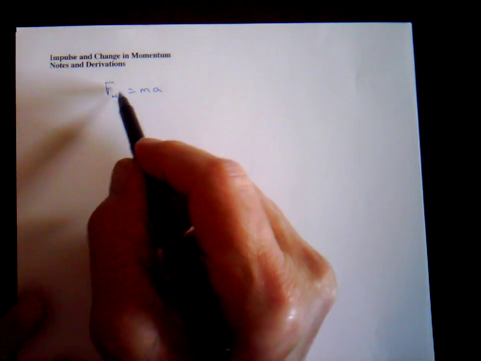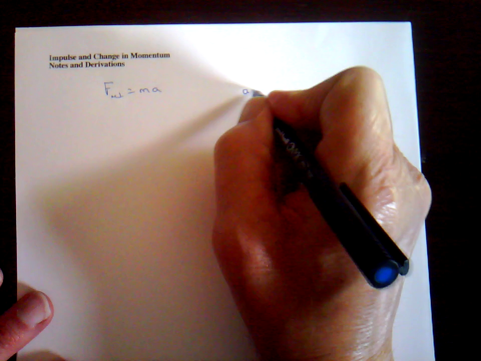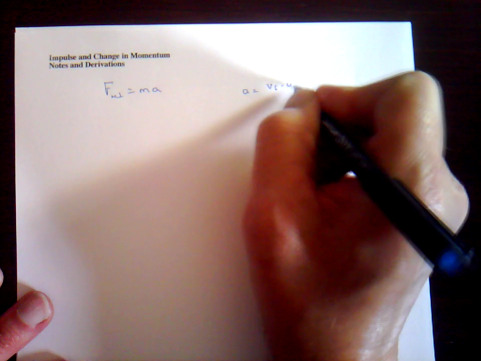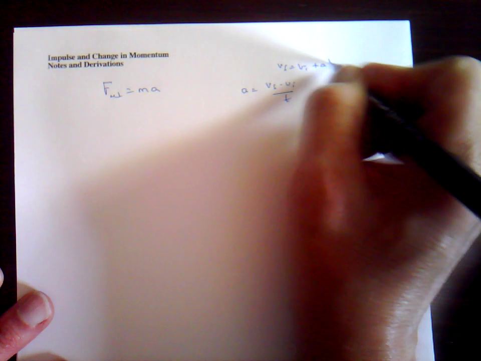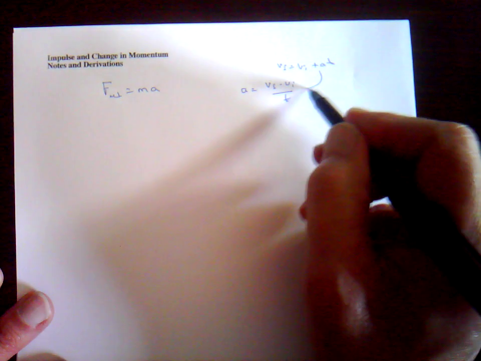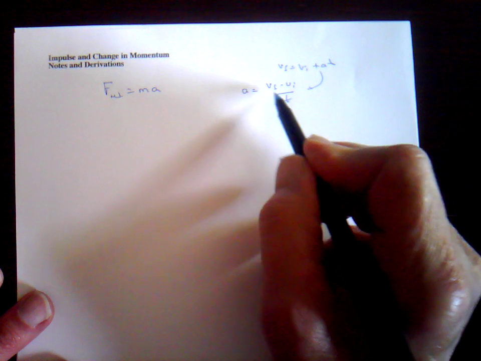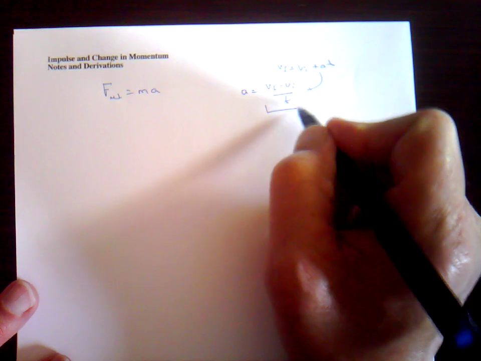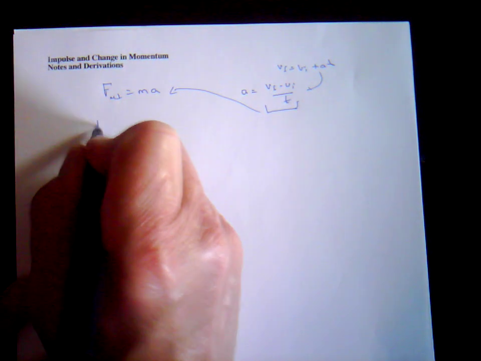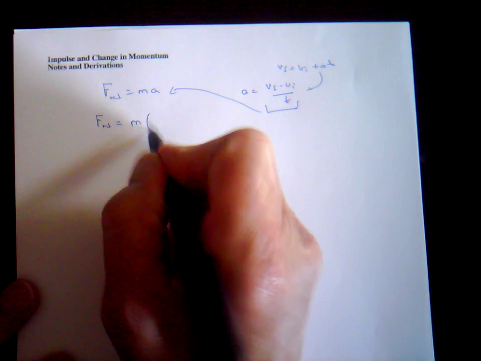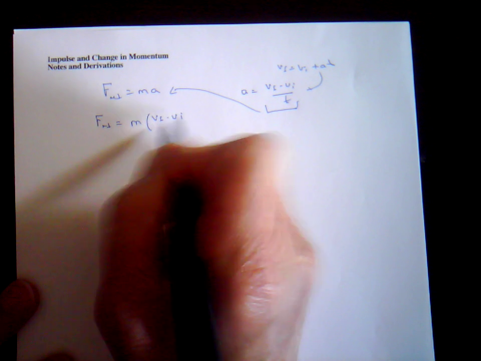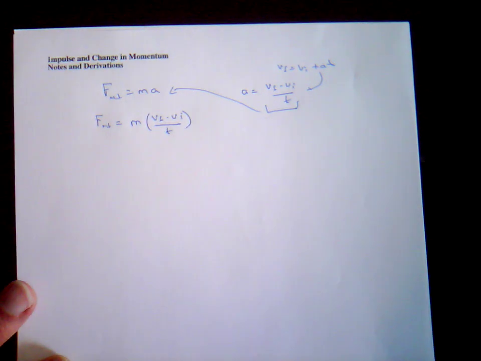So this is Newton's second law. We have an acceleration equation, v final minus v initial over time. Again, that comes from this equation, v final equals v initial plus acceleration times time. I just rearrange this equation, solve for acceleration. That's how I get v final minus v initial over time. I'm going to take this quantity here and substitute into acceleration for this equation. So this is going to be net force equals mass times v final minus v initial over time.